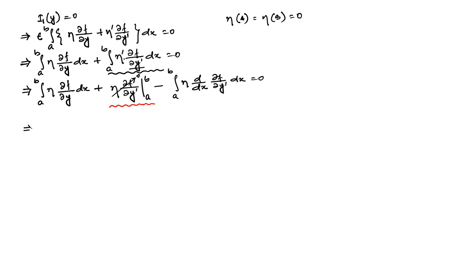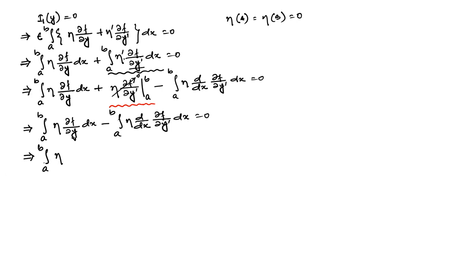So, we are left with the remaining two terms. So, we have the integral from a to b of the first term minus the second term. Right. And in fact, we can further simplify this. So, what we can do is bring them under a single integral, so what we have is the integral from a to b of eta of x, and then within bracket we have the first term, and then minus d dx of the second term.